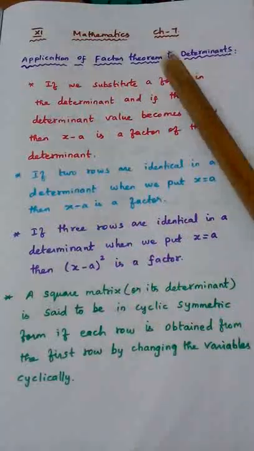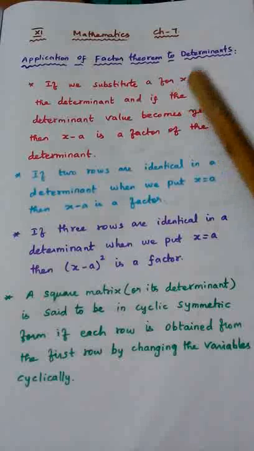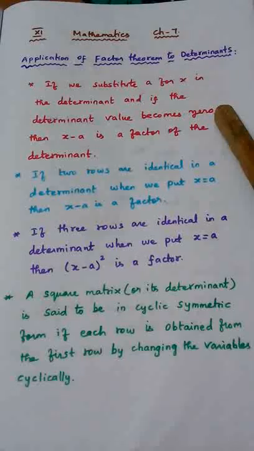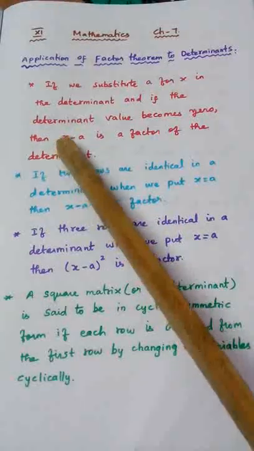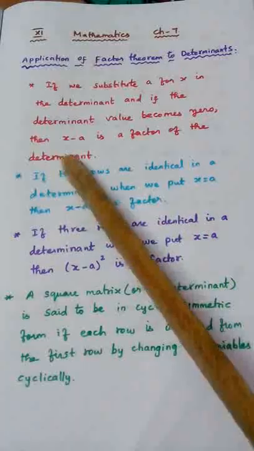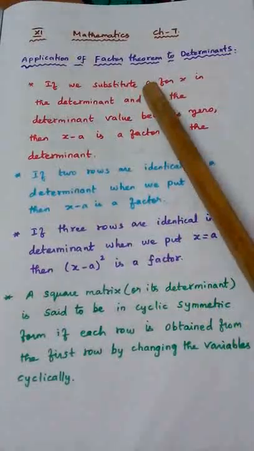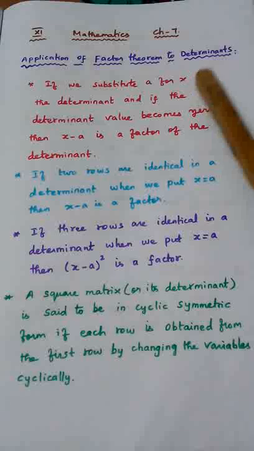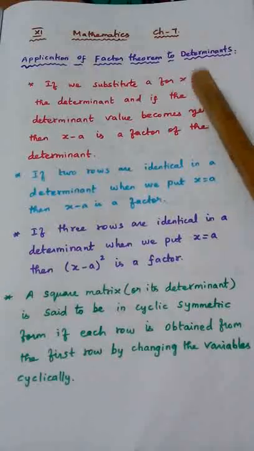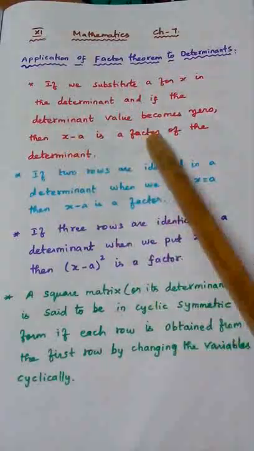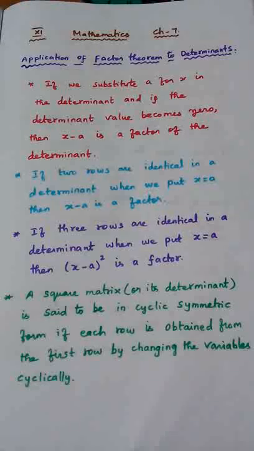So we are replacing x by a, the value of the determinant becomes 0, so we can say x minus a is a factor of the determinant. Suppose if I am replacing x by b, if the determinant becomes 0, I will say x minus b is a factor of the determinant. So try to understand what is the meaning of saying factor of a determinant.